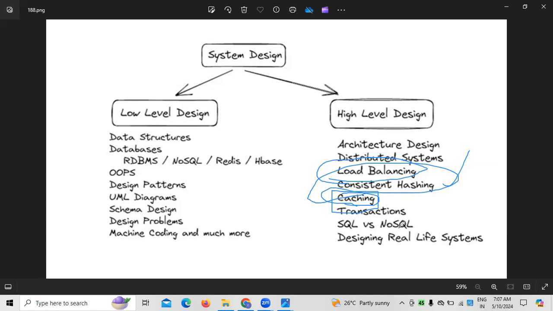Next after caching is transactions, because we need to decide how we are going to maintain transactions and what different types of transactions we are going to maintain. This all comes under the high level design part. Next is the SQL part. Why SQL? Because SQL is nothing but structured query language, used if you want to extract any data from the database.